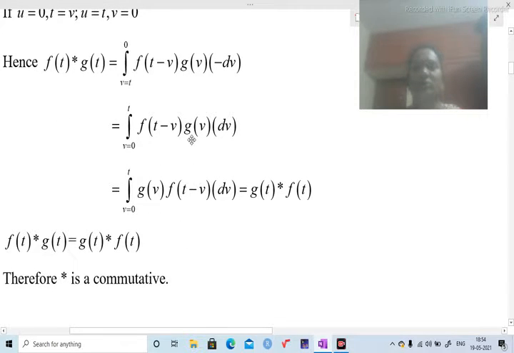Now I am going to write g(v) as the first term, f(t minus v) as the second term. This integration is nothing but the convolution between g(t) and f(t). Therefore, f(t) star g(t) equal to g(t) star f(t). Therefore, star is commutative.